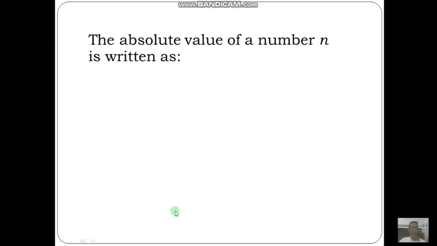Okay, so the absolute value of a number is written as follows. We have here the first situation, our unknown number represented by letter n. So this is the absolute value of the unknown number, which is positive, that is equal to n, if n is greater than 0. If you could still remember the number line, all numbers greater than 0 are positive values.